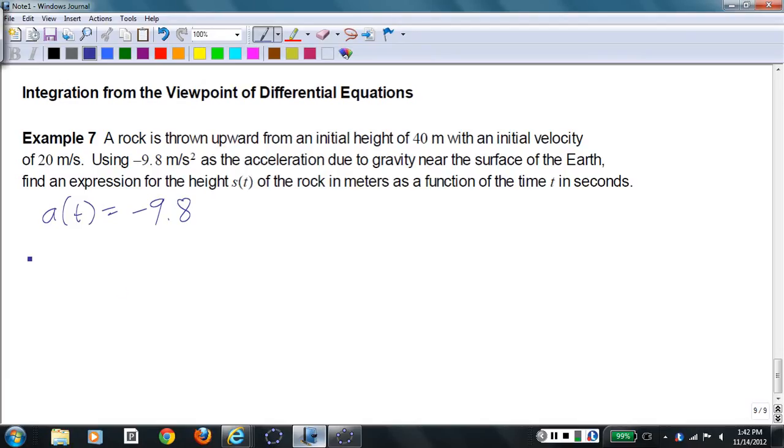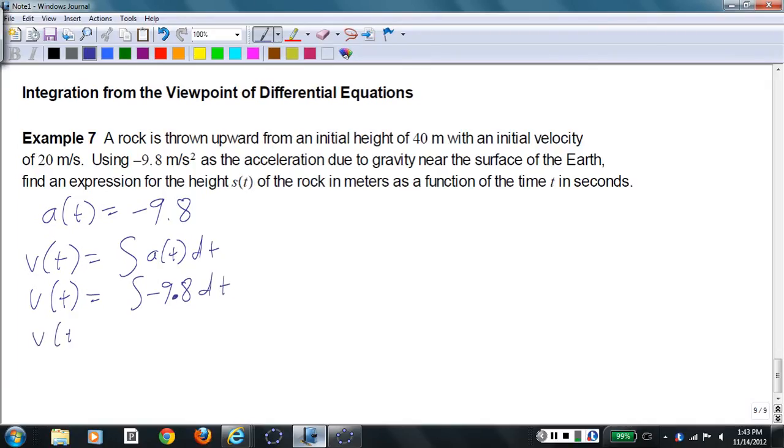So v of t equals, well, we take the derivative of the velocity to get the acceleration. The acceleration is the rate at which the velocity is changing with respect to time. We differentiate the velocity to get the acceleration. It would make sense then that we should integrate the acceleration to get the velocity. So v of t equals the integral of a of t dt. So v of t equals the integral of negative 9.8 dt.